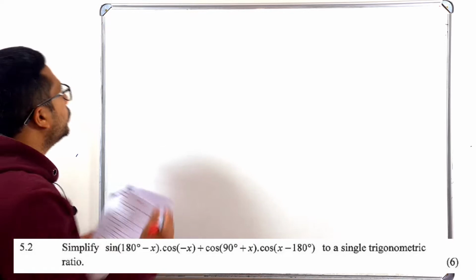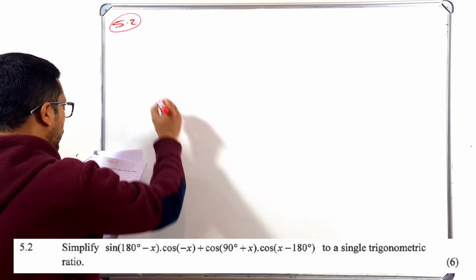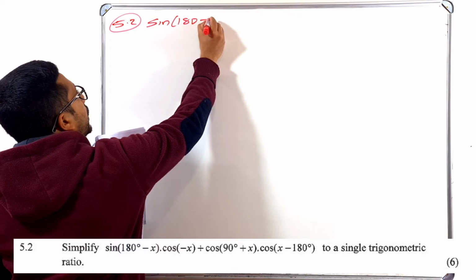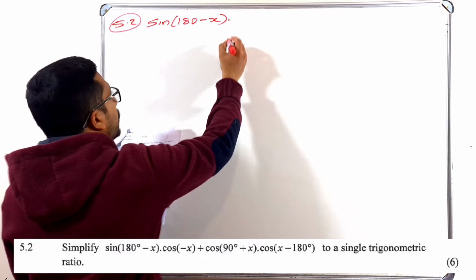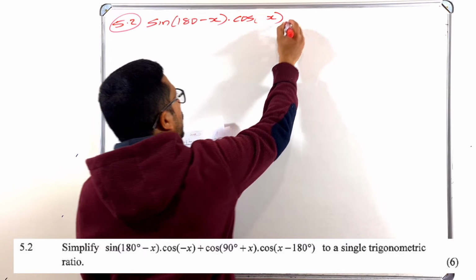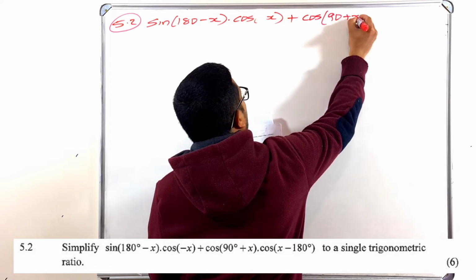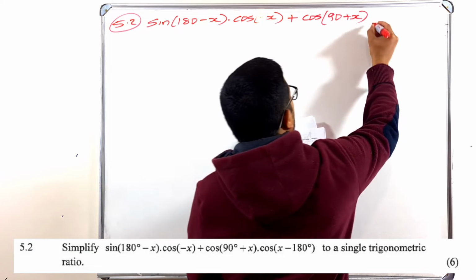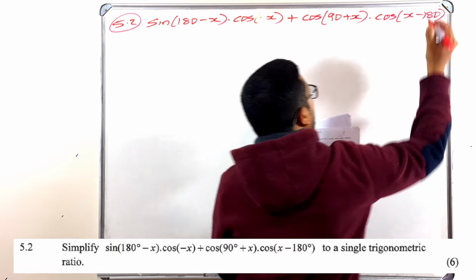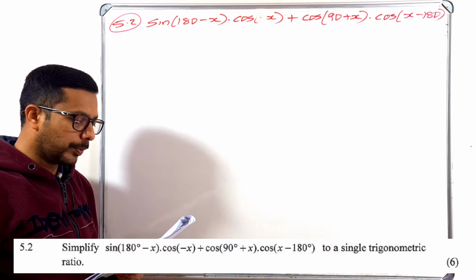Question number 5.2. What is that question? Simplify sine of 180 minus x, into cos of minus x, plus cos of 90 plus x, into cos of x minus 180. You have to simplify this one into a single trigonometry ratio.